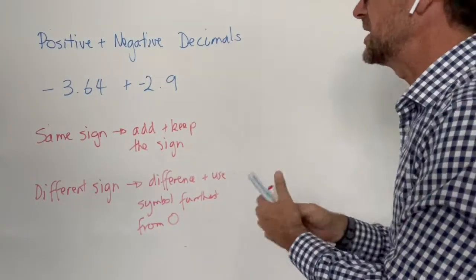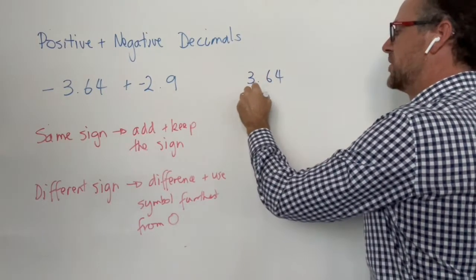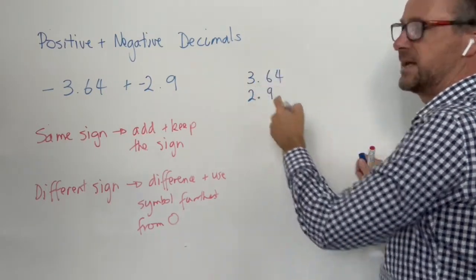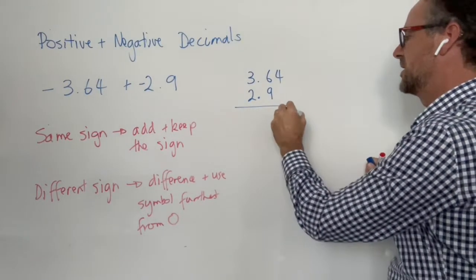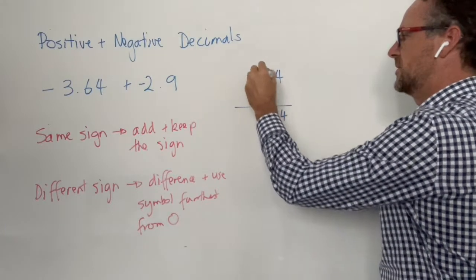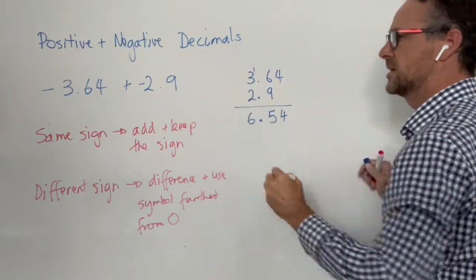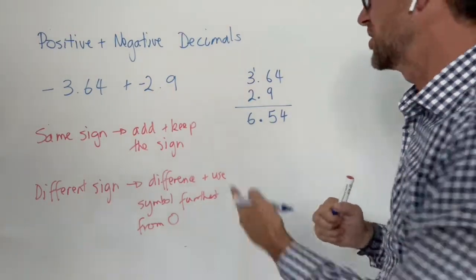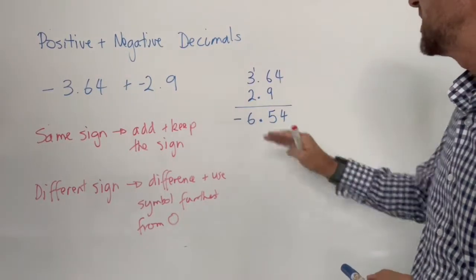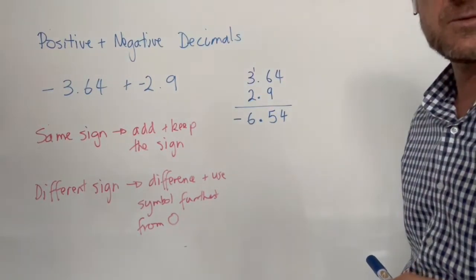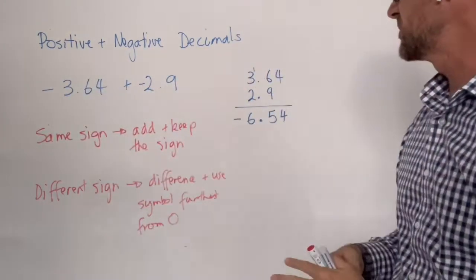So in this example here, we just add those two numbers together, 3.64 and then 2.9, okay? And of course when I'm adding up decimals, I'm lining up that decimal point, okay? So I add those two together, so that gives me 4, 5, 1, and 6, okay? And then I keep the sign from the original here. So negative 3.64 plus negative 2.9 gives me negative 6.54, okay? So same sign, add them and keep the sign, okay?